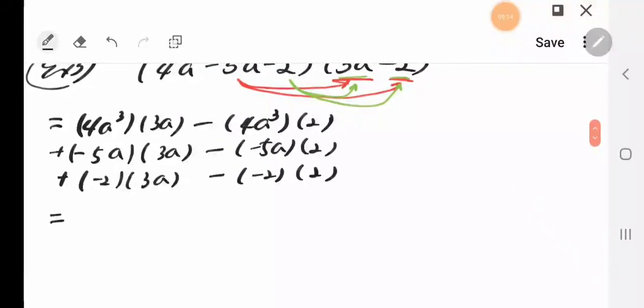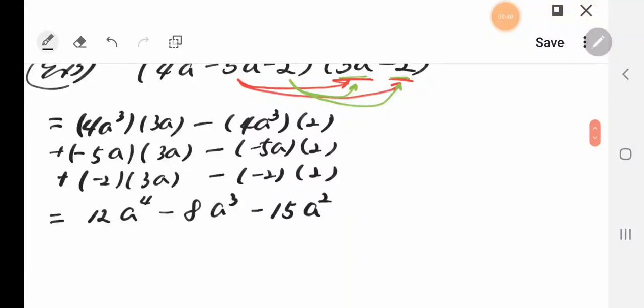So now simplify each term. 4 times 3 is 12. A cubed times a is 3 plus 1 is 4. So a to the 4th power, minus 4 times 2 is 8 a cubed. For the second line, negative 5 times 3 is negative 15. So minus 15. A times a is a squared.